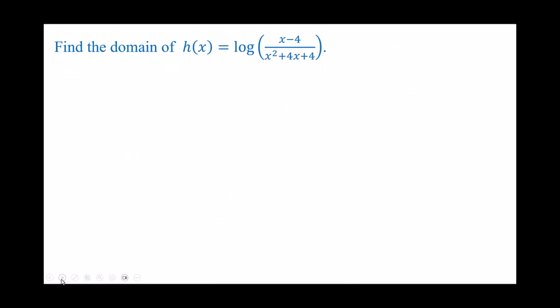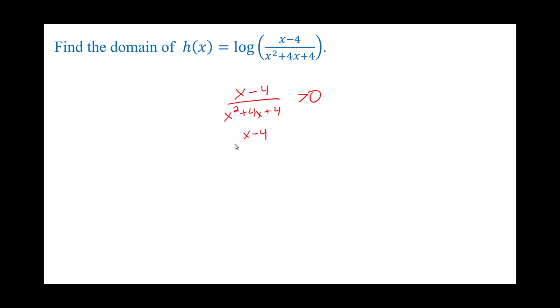Let's try this one. Find the domain of h of x equals log of (x minus 4) over (x squared plus 4x plus 4). So the argument of this function is (x minus 4) over (x squared plus 4x plus 4), and we need that greater than 0. Now in chapter 3, we talked about how to solve rational inequalities. So I'm going to follow those same steps we did then.